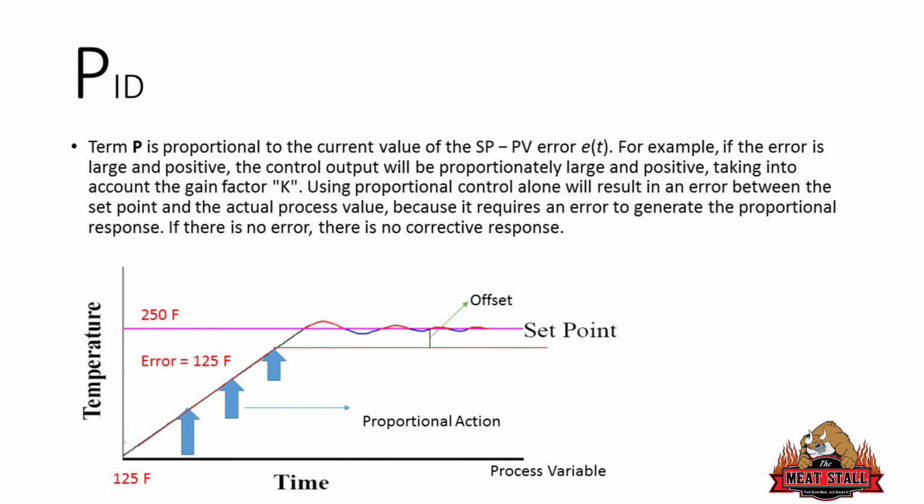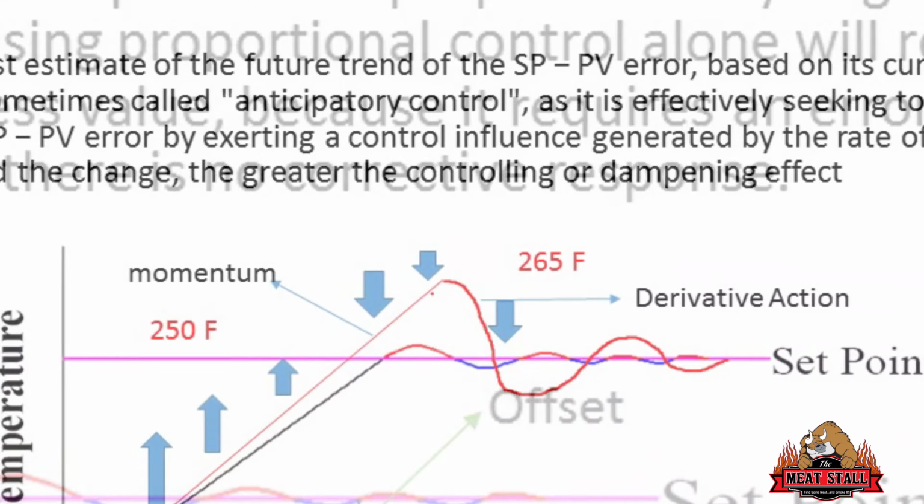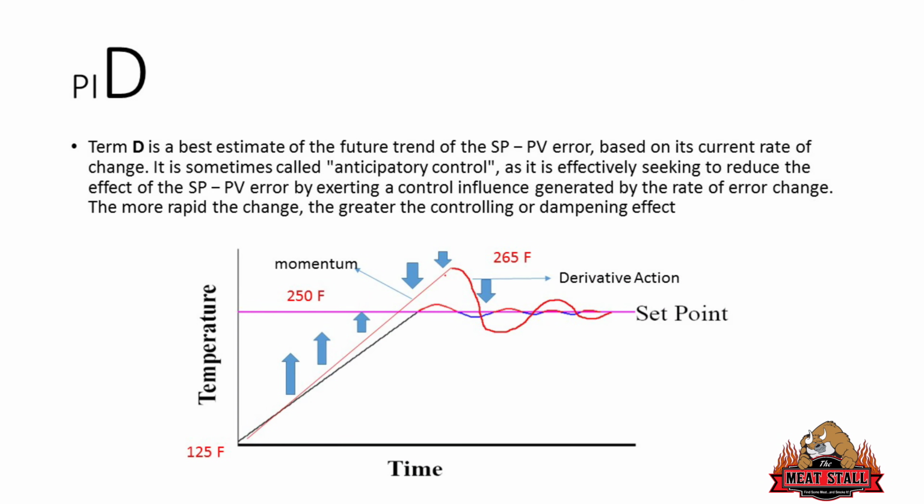Now let's look at D. Now we skipped I because I think D should come before the I. Term D is the best estimate of the future trend of your SP and PV error based on the current rate of change. It is sometimes called the anticipatory control, as it effectively seeks to reduce the effect of the SP and the PV error by exerting control influence generated by the rate of error change. The more rapid the change, the greater the controlling or dampening effect.